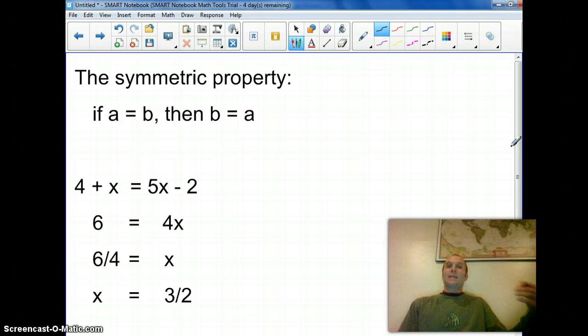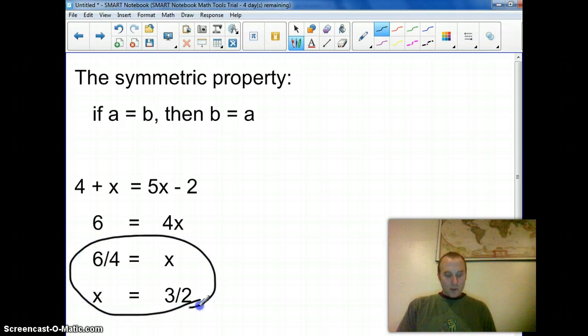We'd say x equals... well, the opportunity that we have right in here to go from this line down to this line is the symmetric property, the fact that I'm just able to flip that over, and then of course I reduce the fraction from 6/4 to 3/2. That's the symmetric property, being able to flip over an equation or anything that you might need to use.